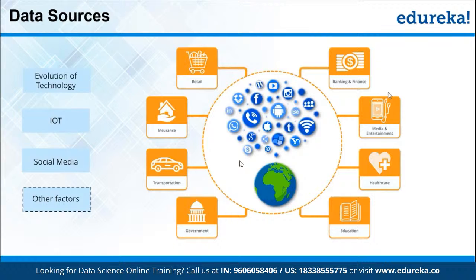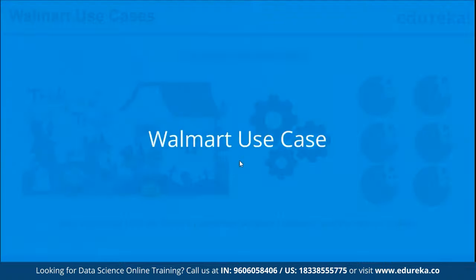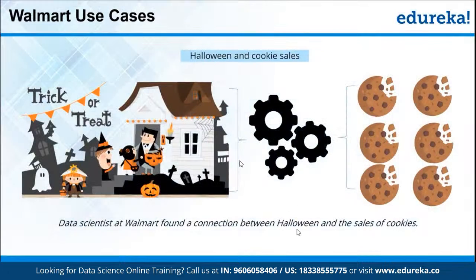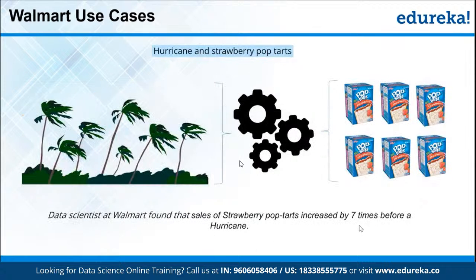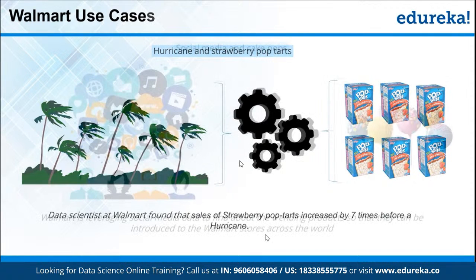Okay, so now let's look at one use case. I'm not sure if you have read it already, but this was published in the papers. Data scientists at Walmart found a connection between Halloween and the sales of cookies. They said that sales of cookies will increase when Halloween is near, right? And there was one more use case where they found that the sales of strawberry pop tarts increased by 7 times before a hurricane.